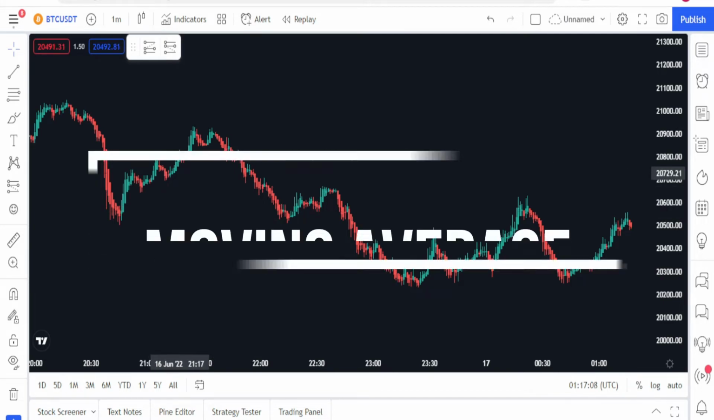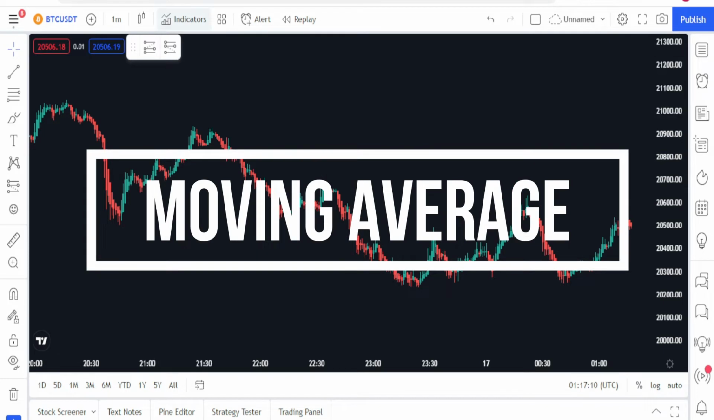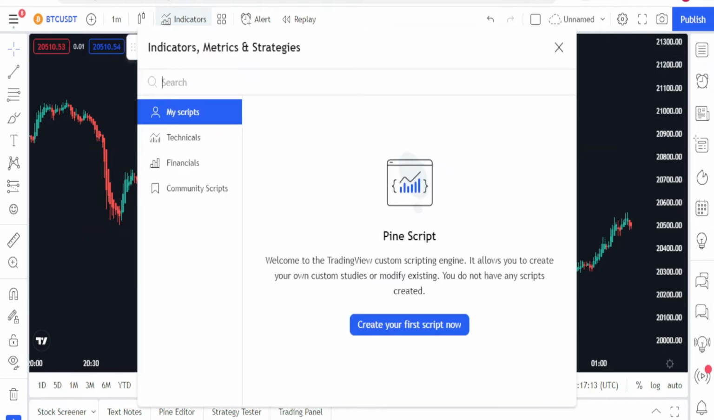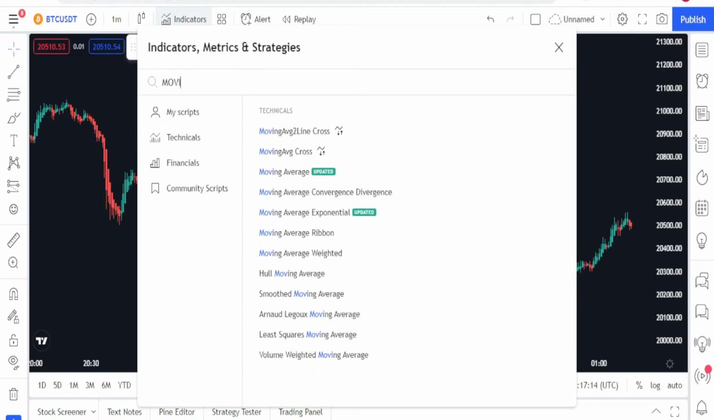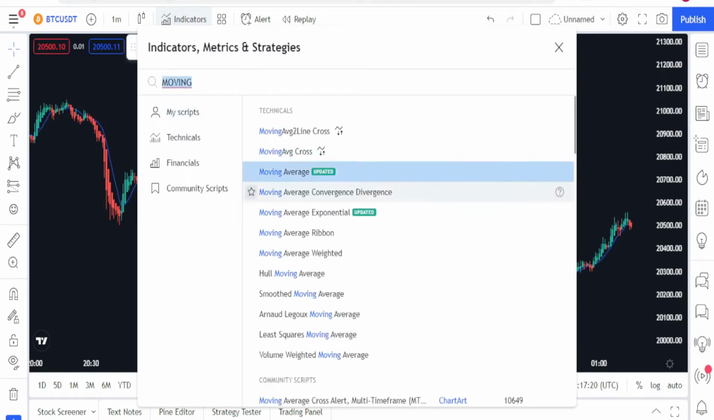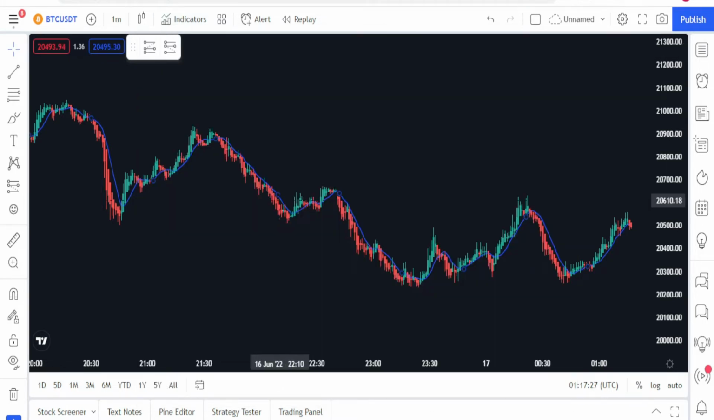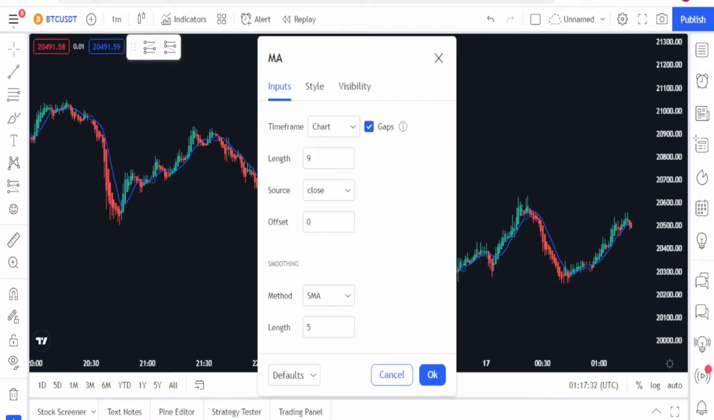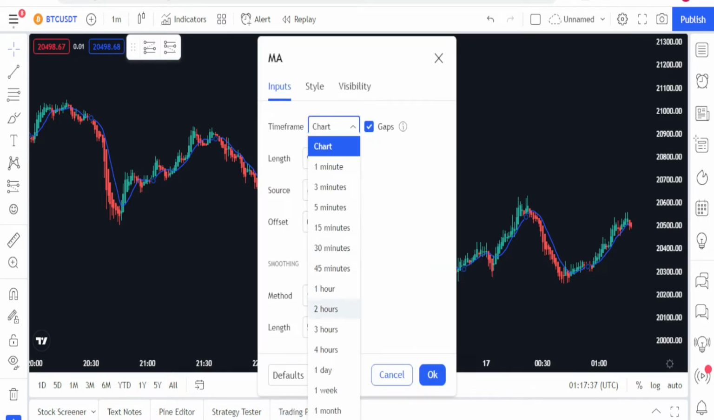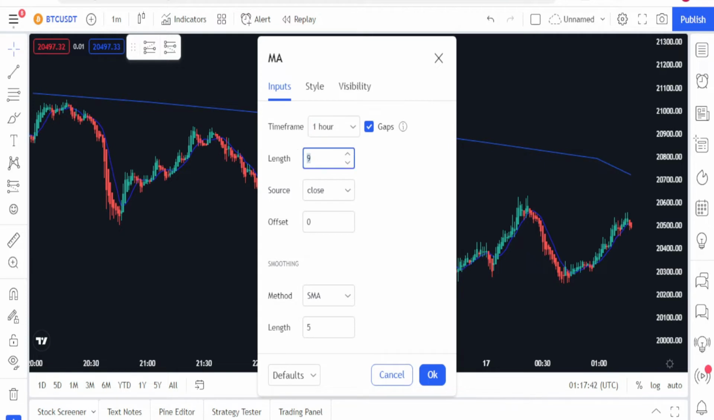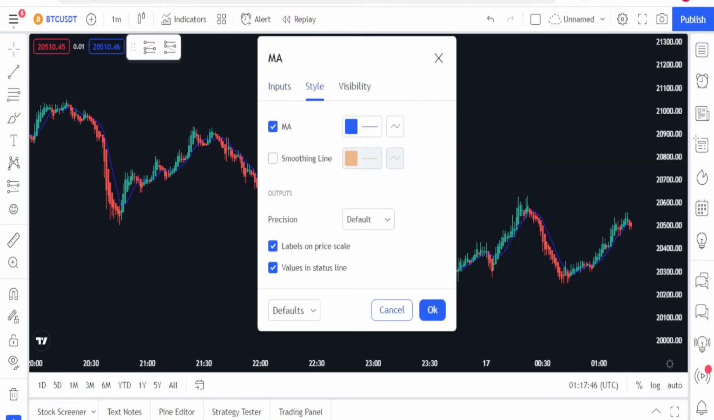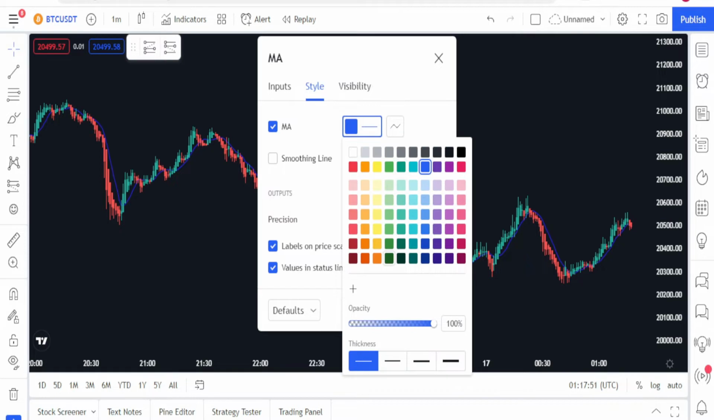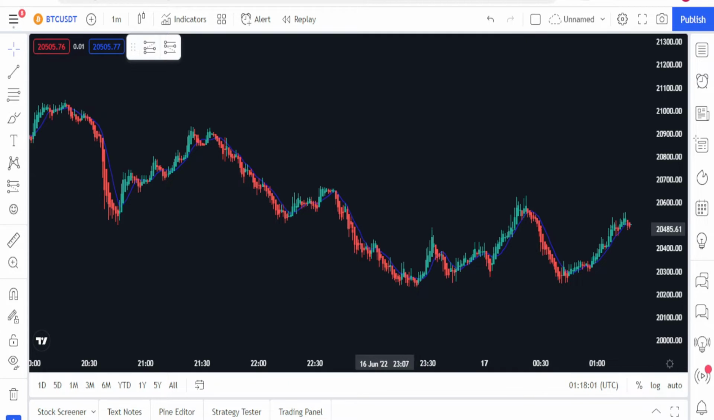After that, we will add two moving averages. To do that, click Indicator and double-click on the moving average because we need it twice on our chart. Let's now adjust some of the settings of the first one. Simply click Settings and change the time frame to 1 hour and the length to 50. And let's, for example, make it green. Let's move now to the second one and make it white so it would be more visible.